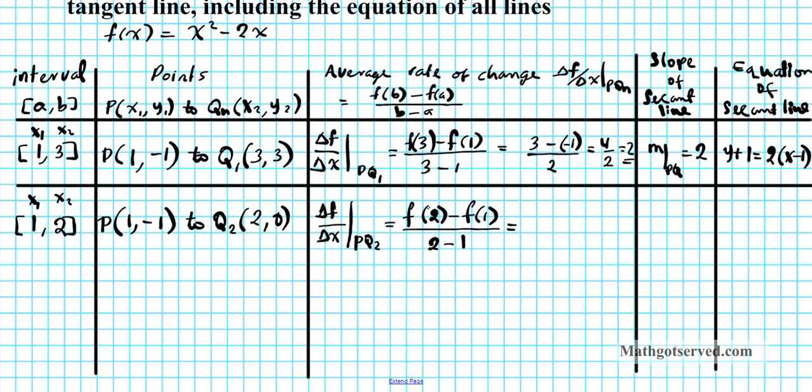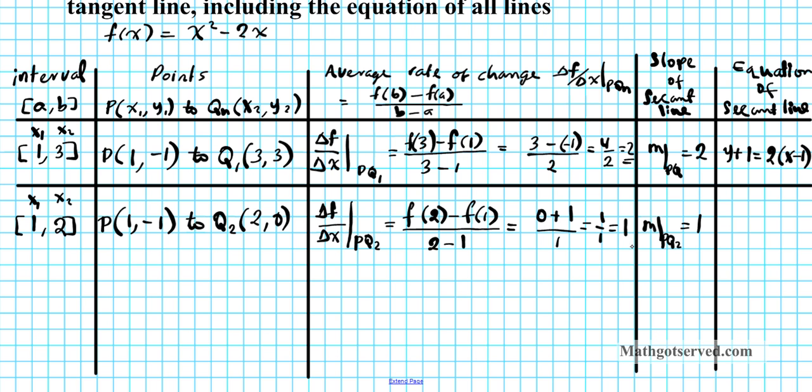So we know that f of 2, what you get when plugging 2 into this function, is 0. So 0 minus f of 1, which is negative 1, that's not going to change. So we can express this as plus 1 over 2 minus 1, okay? So we're going to have 1 over 1, which equals 1. All right, so the slope m of P Q2 is going to be 1. That's the slope of the second secant line, the one that goes through P and Q2.